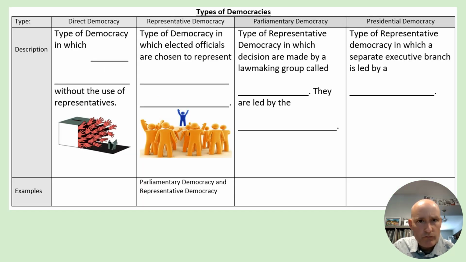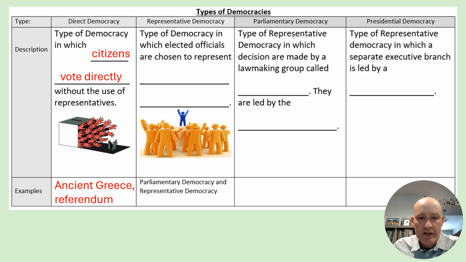So when we talk about a type of democracy in which citizens vote directly, we're talking about something called a direct democracy. That's without the use of representatives. So an example of that would be ancient Greece, where everybody that was a citizen was able to vote directly on laws. A referendum is another type of initiative where you vote on a law to be passed or not, and it goes over the representatives.